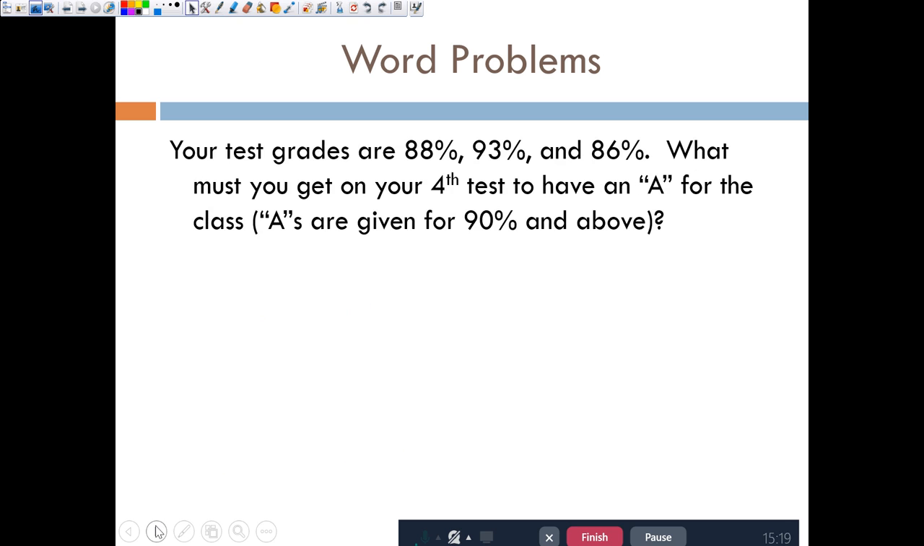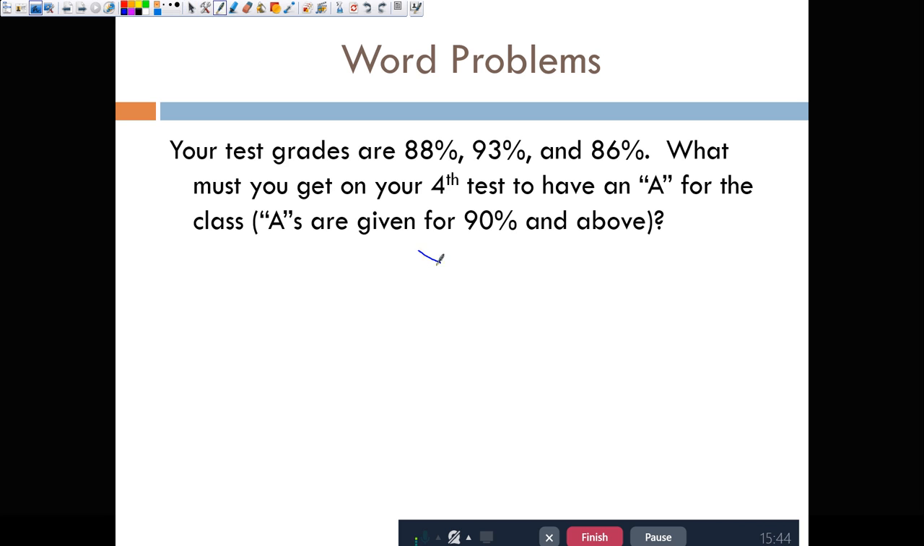Alright, do one more slide, then you guys can talk, unless you're taking a test. Your test grades are 88%, 93%, and 86%. What must you get on your fourth test to have an A for the class? A's are given for 96 and above. So I need to have my average be greater than or equal to 90%, because I want to have an A.